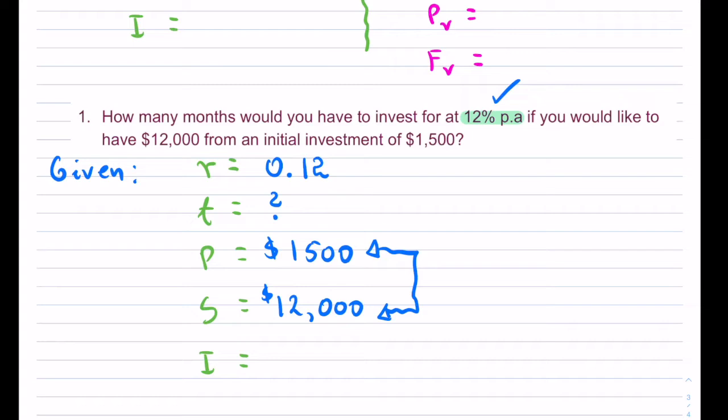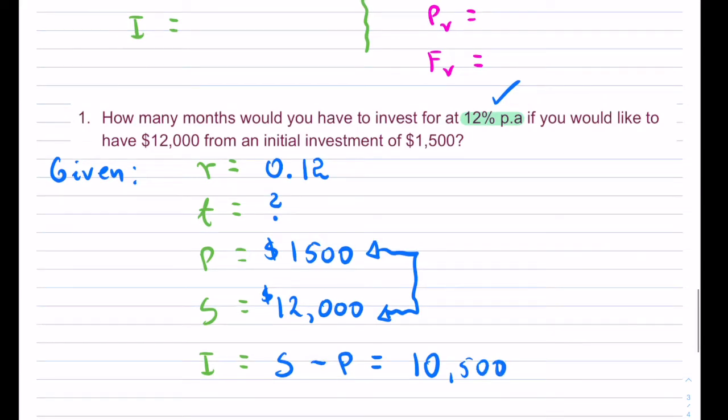I can figure out what my interest is. My interest is always your future value minus your present value. So if you do the subtraction, this is $10,500 of interest that it has grown by. So I know I.